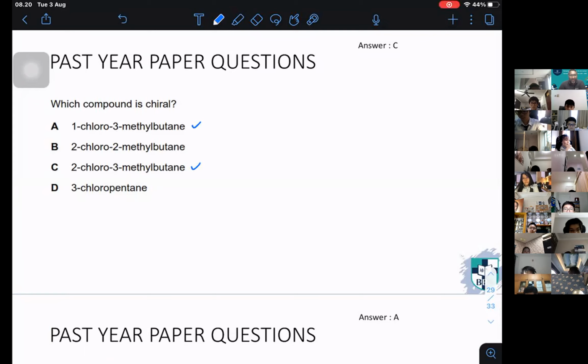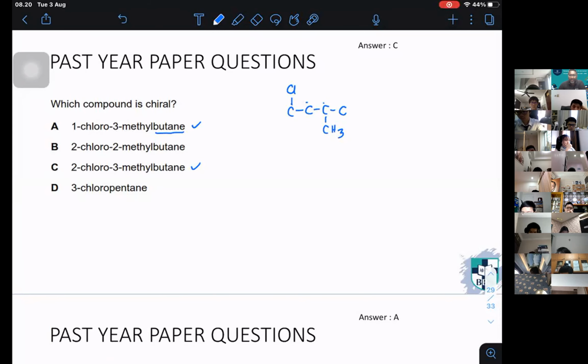If, let's say, I draw 1-chloro-3-methyl-butane, always remember when we draw, we look at the ending first. Butane, so you draw four carbons, and then 3-methyl: 1, 2, 3, 3-methyl. 1-chloro, you put the Cl over there. Now, the rest are all hydrogen. Now I need to find out which of these carbons has a chiral center. Do remember, for a chiral center, all of the groups must be different.